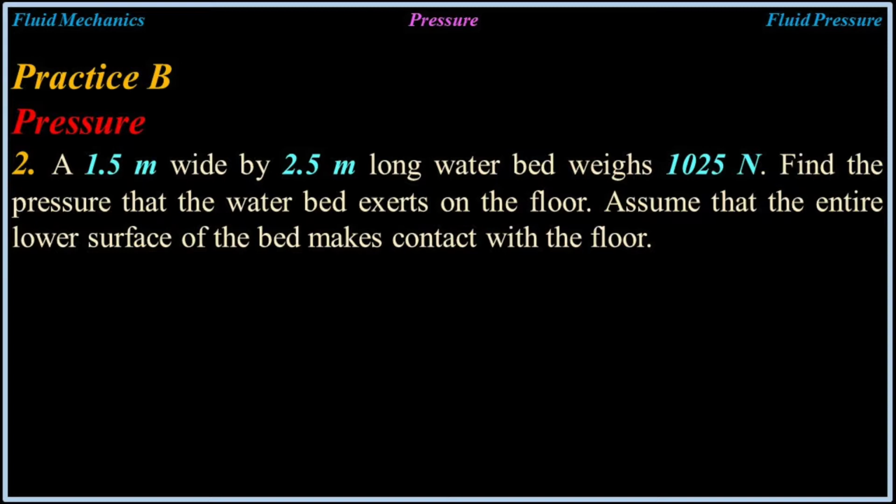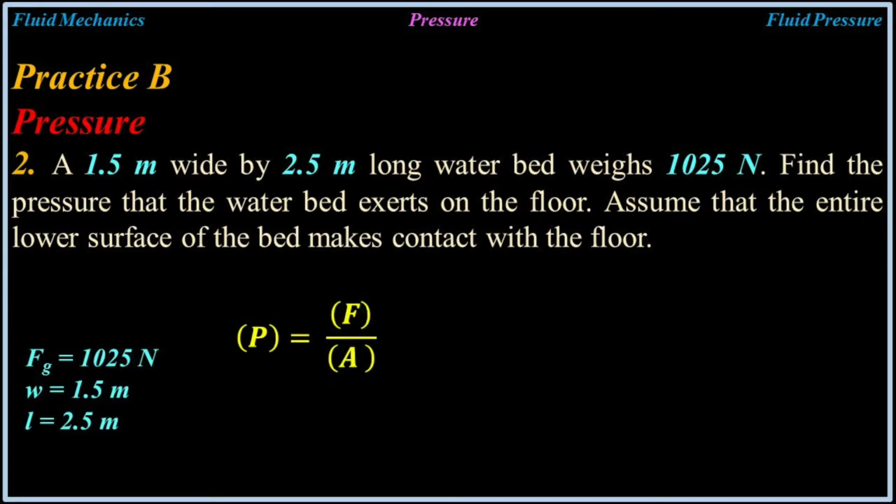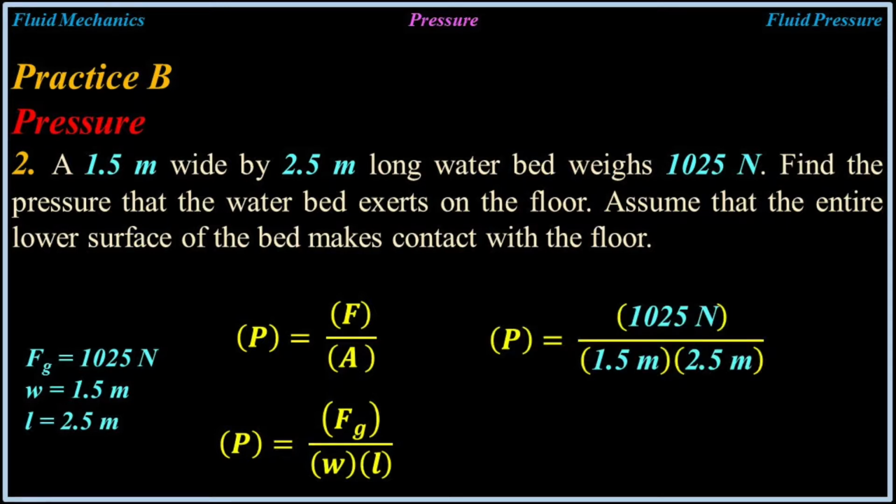A 1.5 meter wide by 2.5 meter long waterbed weighs 1,025 newtons. Find the pressure that the waterbed exerts on the floor. Assume that the entire lower surface of the bed makes contact with the floor. Very simple problem, force over area. There are my givens, there's my equation. Don't forget that Fg is the force, that's the weight, over width times length, and it's going to be 270 pascals.